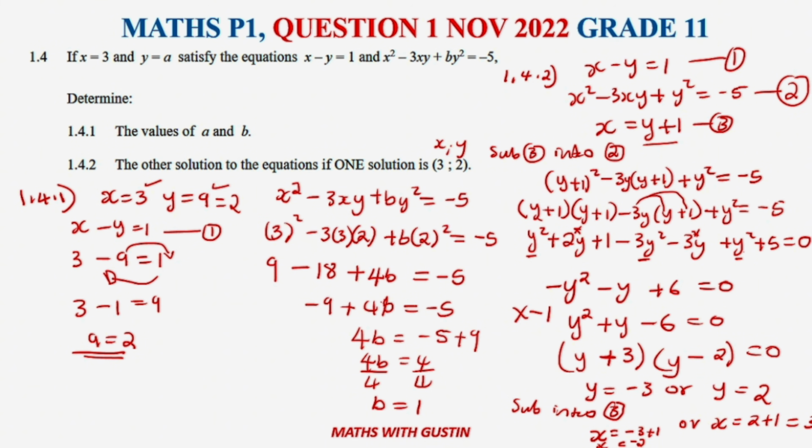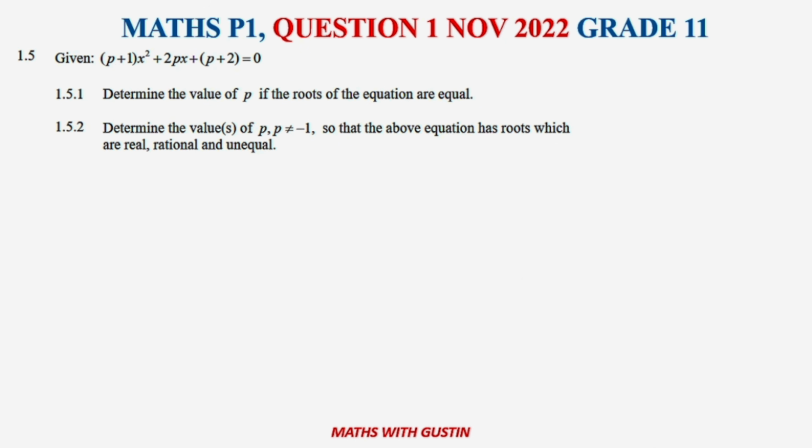Let's move right along and do question 1.5. All right, 1.5, we are given that (x plus 1) x squared, it is a quadratic equation, this one, plus 2px, and then they want us to determine the value of p if the roots of the equation are equal. Okay, all right, let's go.